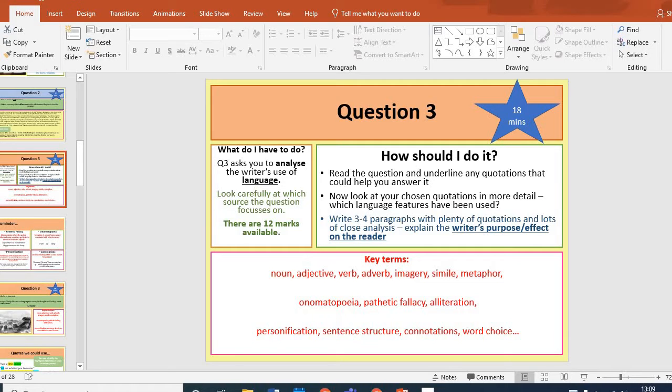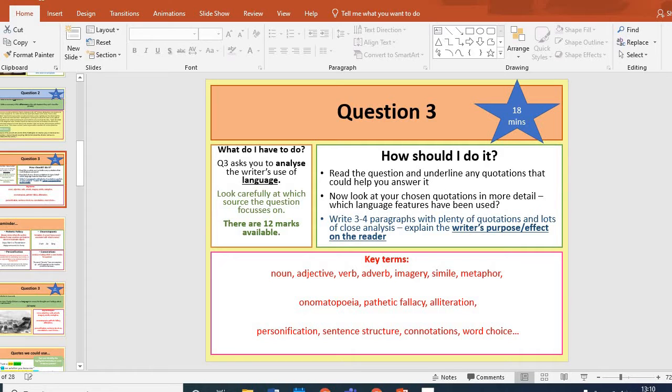Question 3 will ask you to analyse the writer's use of language, so words and phrases, and to look carefully at which source the question focuses on. So, you should make sure you read the question and then underline any quotations that could help you answer it.